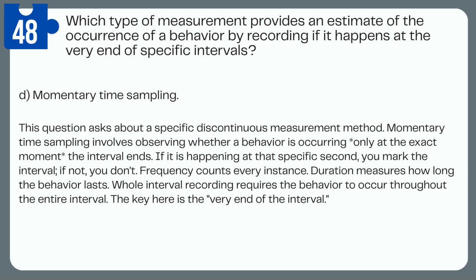This question asks about a specific discontinuous measurement method. Momentary time sampling involves observing whether a behavior is occurring only at the exact moment the interval ends. If it is happening at that specific second, you mark the interval. If not, you don't. Frequency counts every instance. Duration measures how long the behavior lasts. Whole interval recording requires the behavior to occur throughout the entire interval. The key here is the very end of the interval.